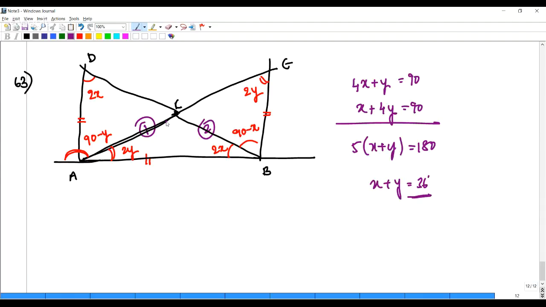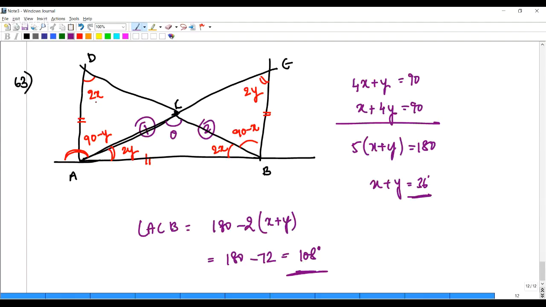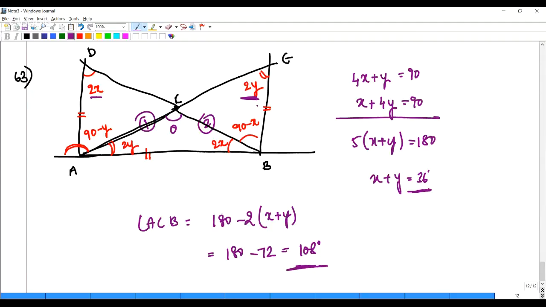But I need this theta, that is angle ACB. Angle ACB equals 180 minus 2 into, in the triangle you can say x equals y also. In that manner also you will get it.